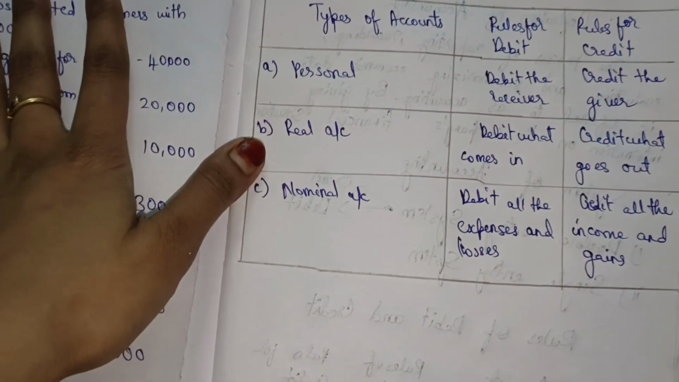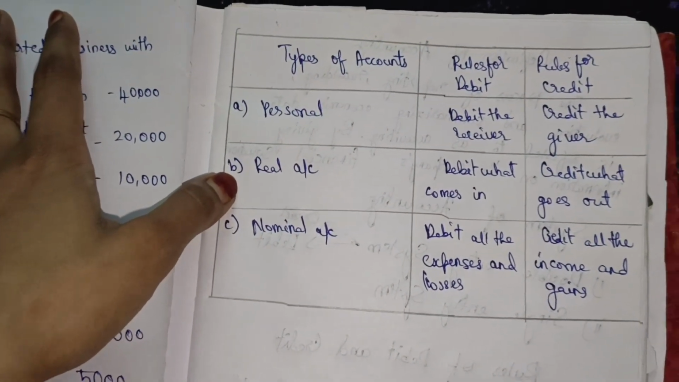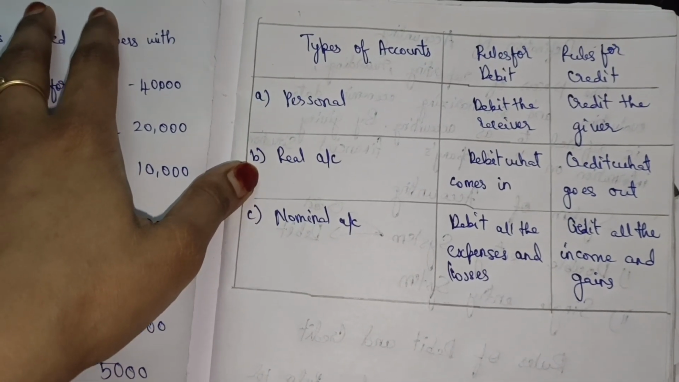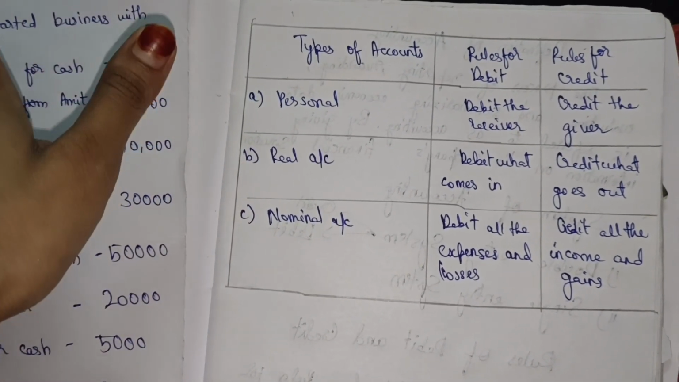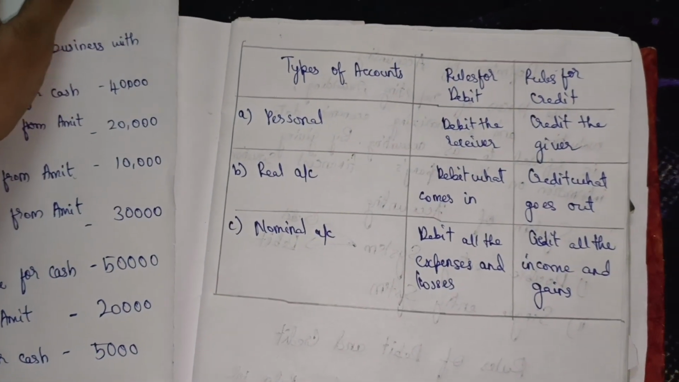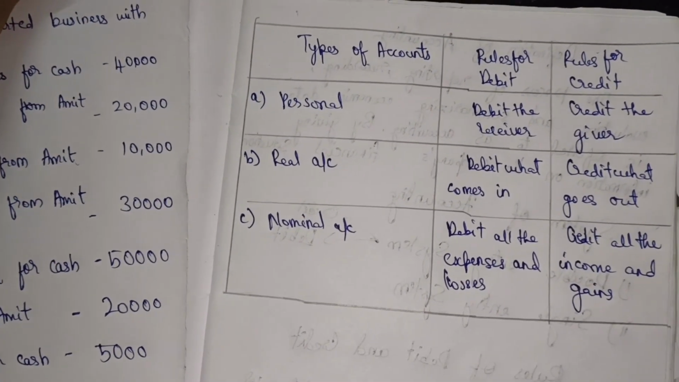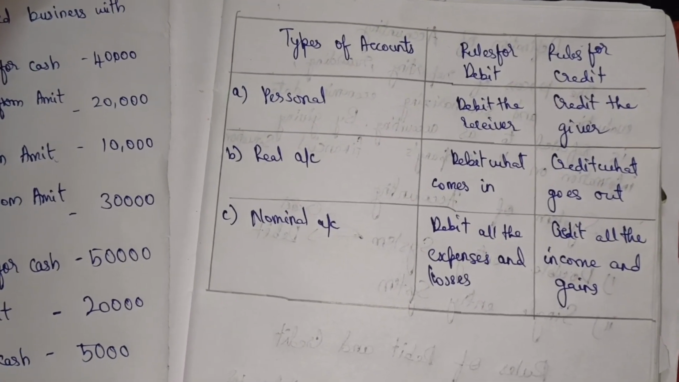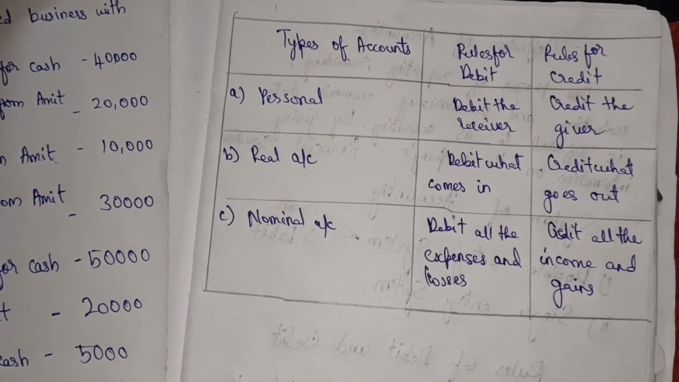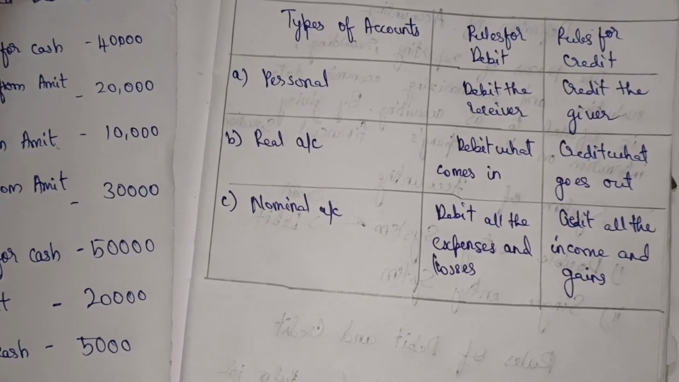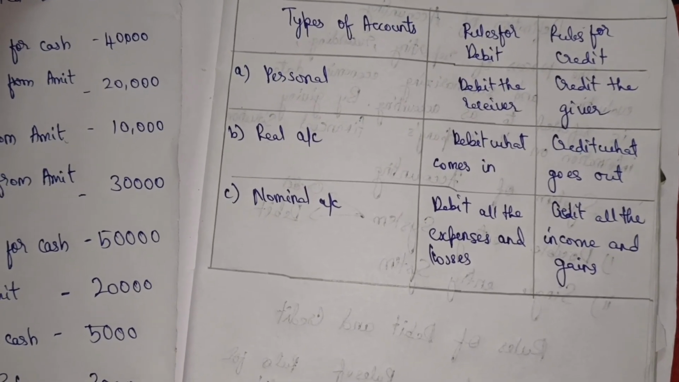So the next thing we need to learn is the real account. So real accounts represent the assets and properties. These include tangible and also intangible assets. So real account includes building, plant, machinery, cash, furniture, trademarks, copyrights, franchises, and patents. So this all comes under the real account.